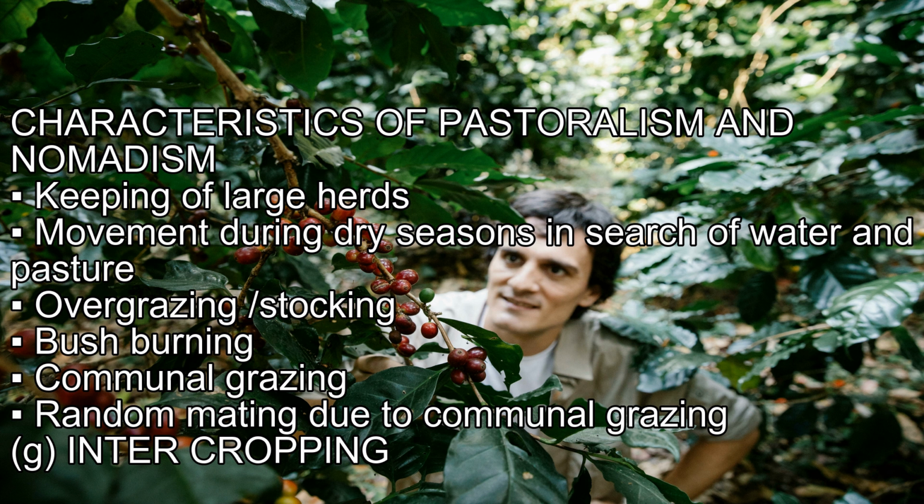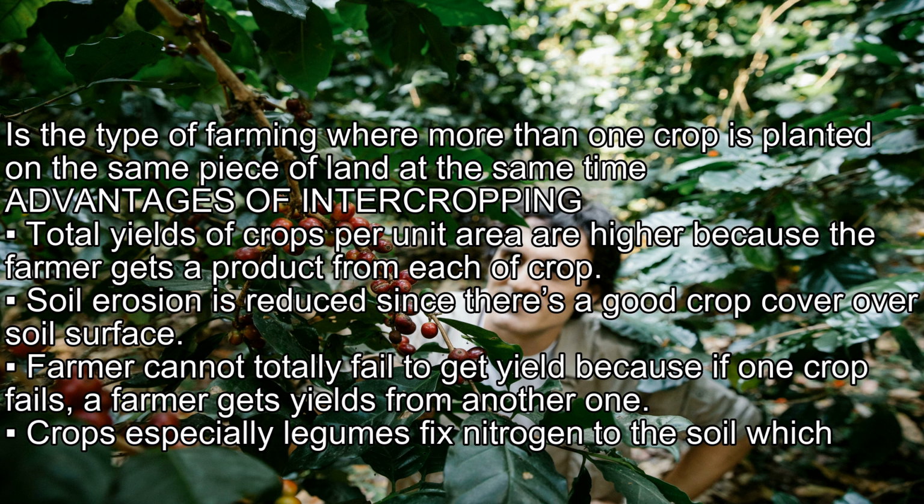Intercropping is the type of farming where more than one crop is planted on the same piece of land at the same time. Advantages of intercropping. Total yields of crops per unit area are high because the farmer gets a product from each crop. Soil erosion is reduced since there's a good crop cover over the soil surface. A farmer cannot totally fail to get yield because of one crop. If one fails, the farmer gets yields from another one.